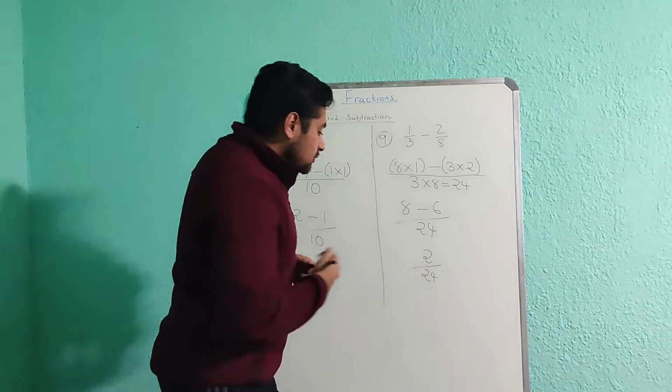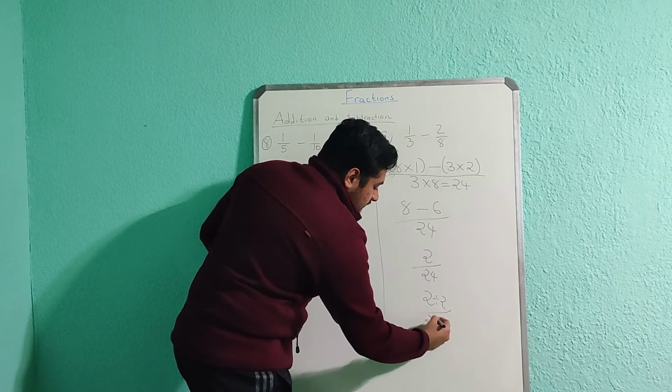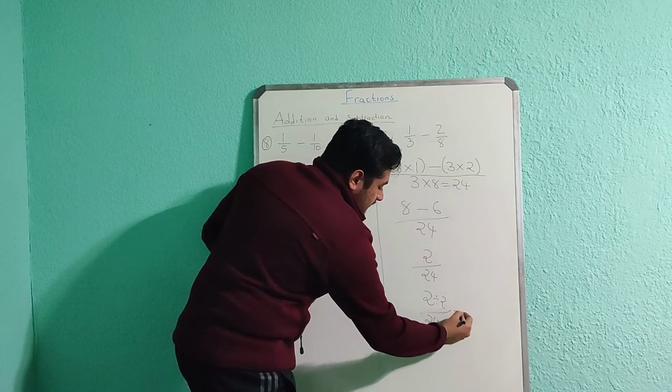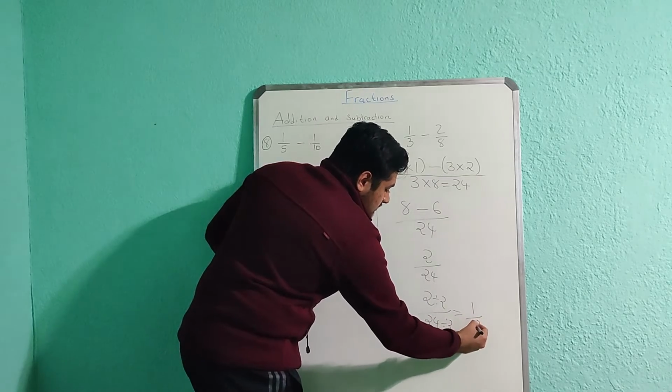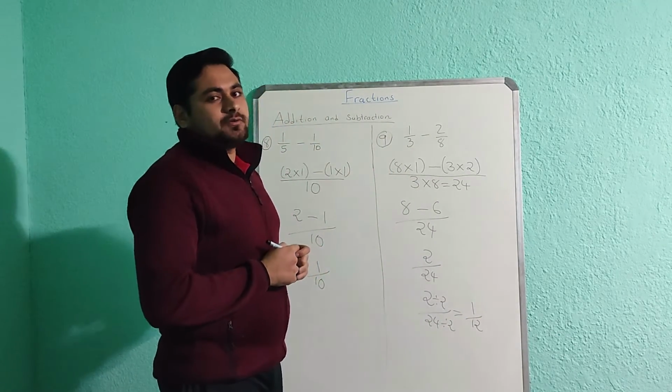So the number is 2. So we can divide both by 2, and 24 by 2. Therefore, the answer is 1 over 12. Right? Let's move on to the next solution.